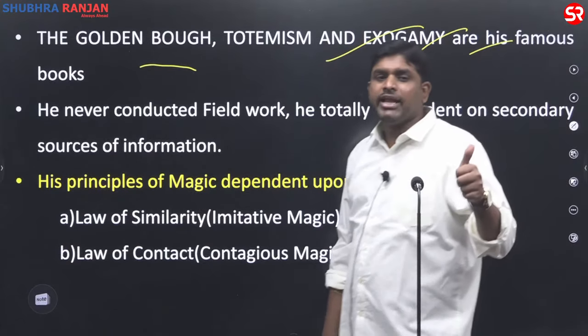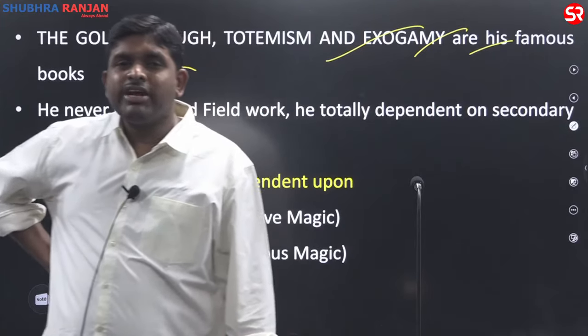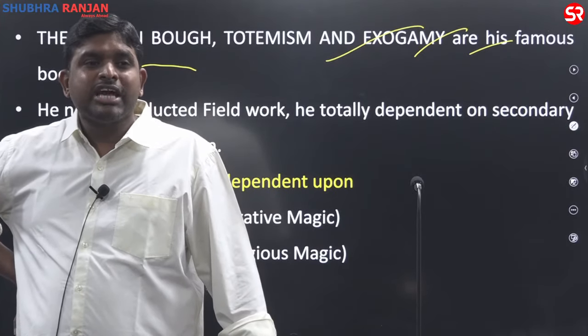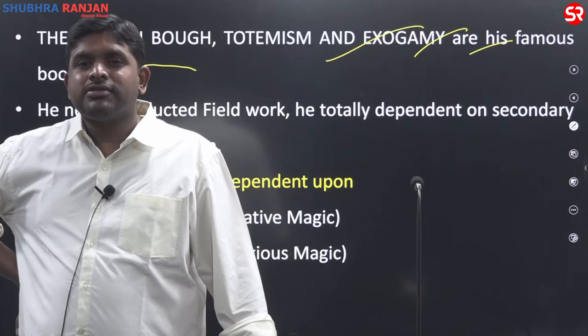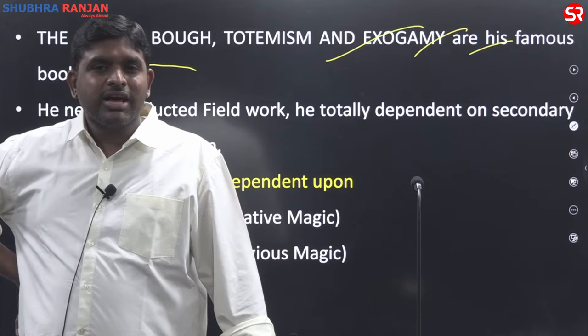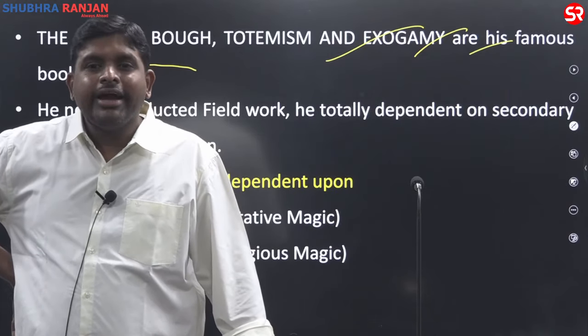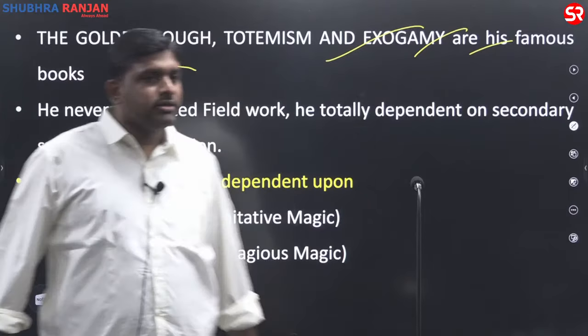The famous book of E.B. Taylor, Primitive Culture. The famous books of Henry Morgan, Systems of Consanguinity and Affinity of the Human Family, and second, very good, Ancient Society. What is Henry Morgan's book? Sorry, James Frazer's Golden Bough, and Totemism and Exogamy. This is very famous.